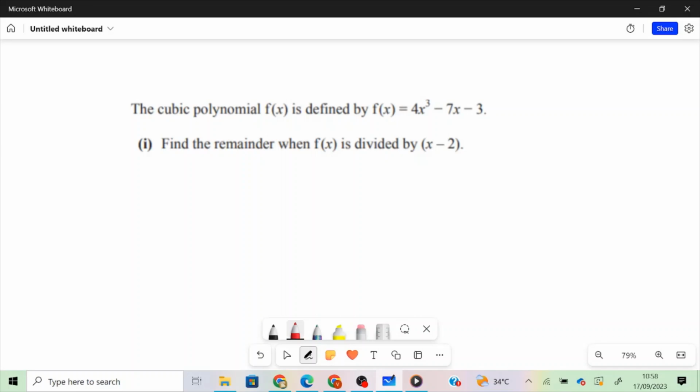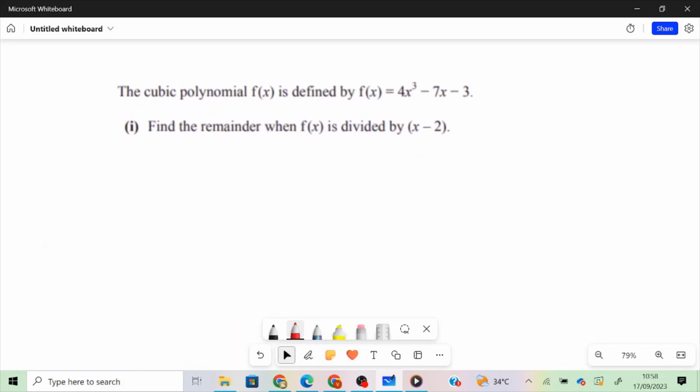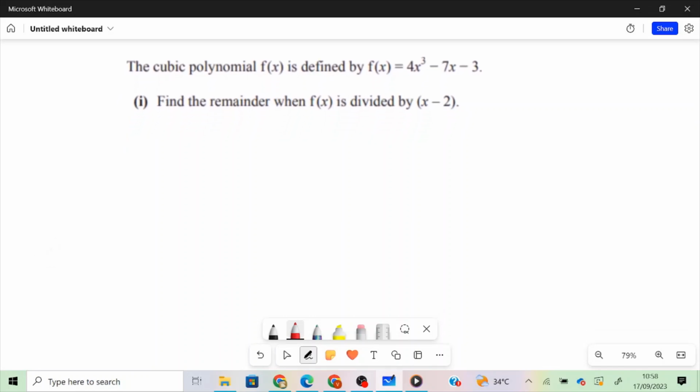So this one says the cubic polynomial f of x is defined by f of x equals 4x cubed minus 7x minus 3. Find the remainder when f of x is divided by x minus 2. Right, so go ahead and do our trick again. X minus 2, 4x cubed plus 0x squared, I'll come back to that in a minute, minus 7x minus 3.